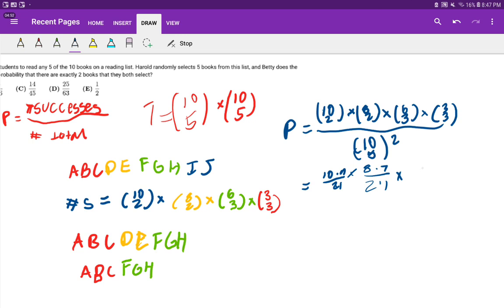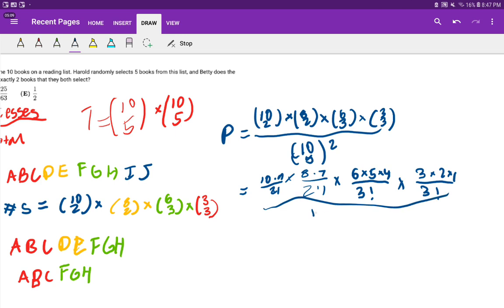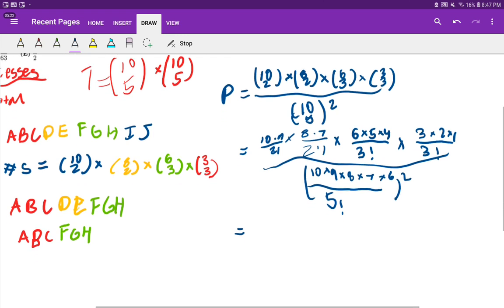Then we have 6 choose 3, which is 6 times 5 times 4 over 3 factorial, which is 3 times 2 times 1, times 3 choose 3, which is just 3 times 2 times 1 over 3 factorial. All of this would be divided by 10 times 9 times 8 times 7 times 6, all divided by 5 factorial, squared. So we can first simplify the numerator.